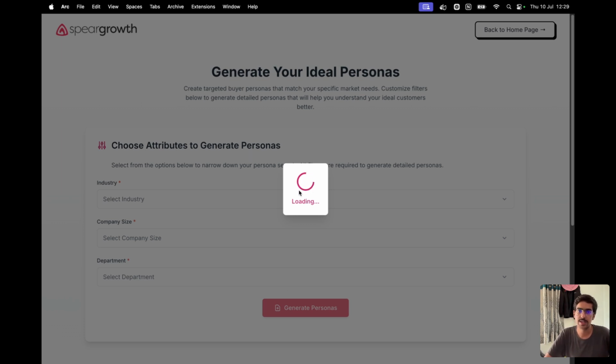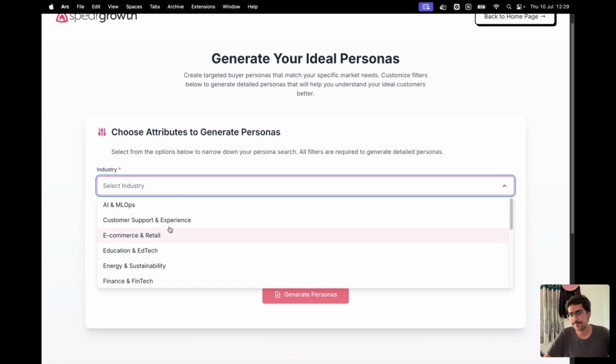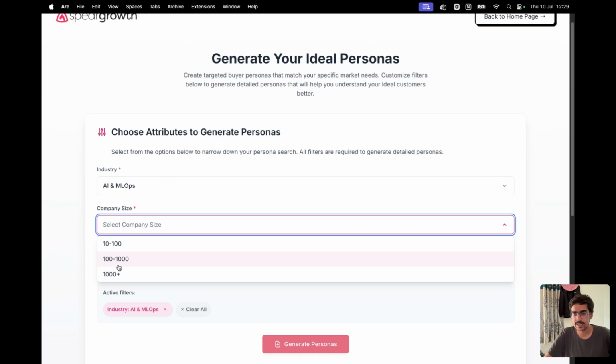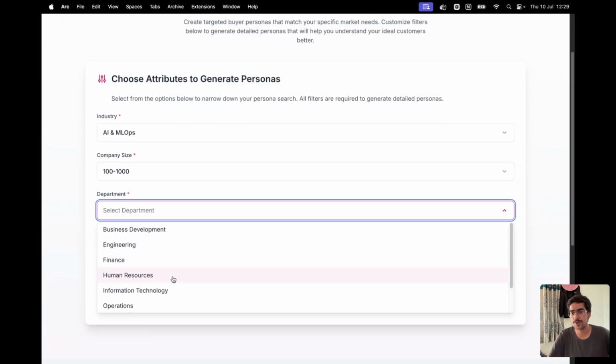So using this tool, you can target your target audience or persona better. So how do you do that? In this we have given you some options to choose who you are targeting, who you want to see a persona for. So, for example, if my tool targets companies in the AI and MLOps industry, in this we have given you three options for company size. You can choose that, and also the department. Who do you want to know about in this kind of company?